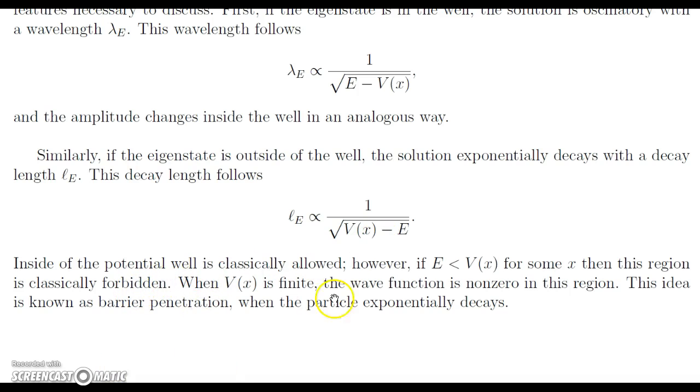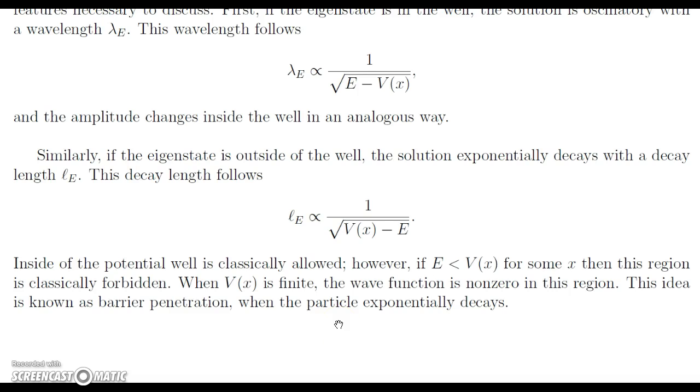But inside the potential well is classically allowed. However, like I said, if the energy is less than the potential, we get classically forbidden. And if this potential well is infinite, so the potential at one point is infinite, we're just going to get a boundary condition of 0, and then the wave can just bounce back and forth with no decay.